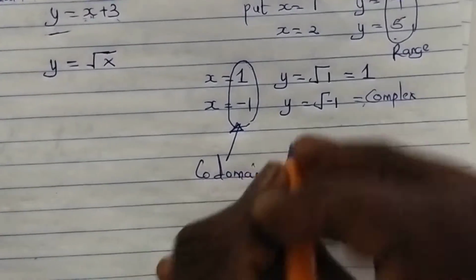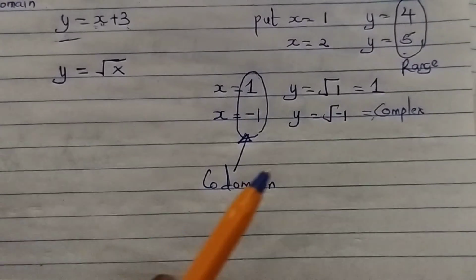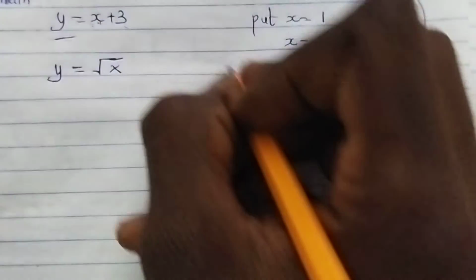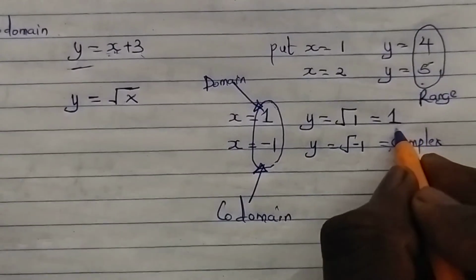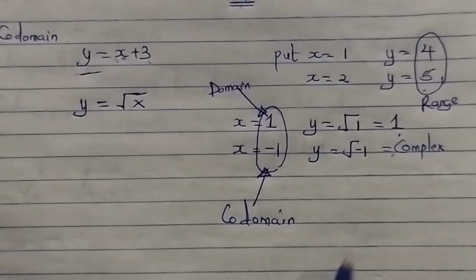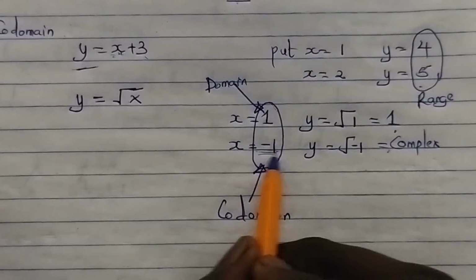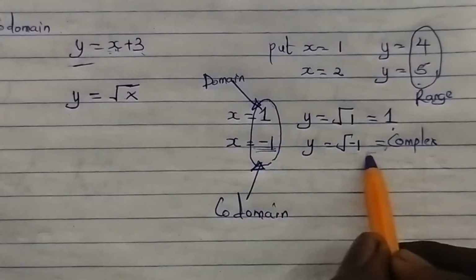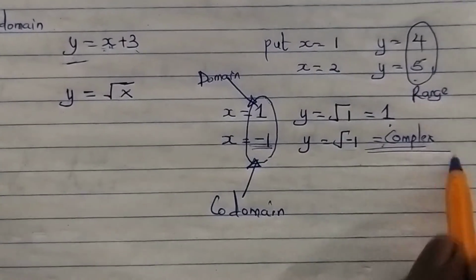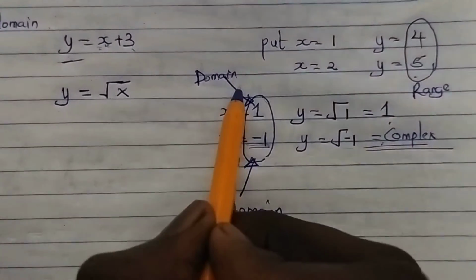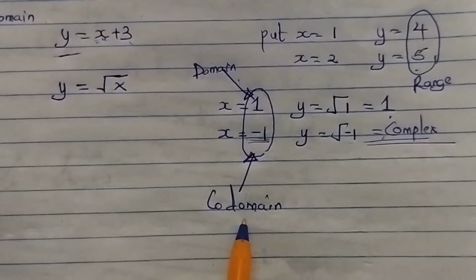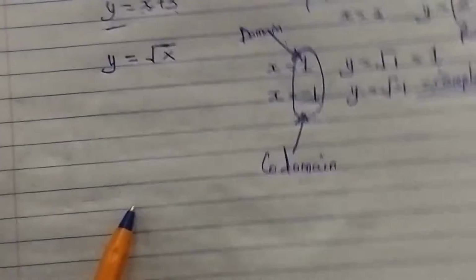But the ones that are giving us the real value of y, like this one specifically, is a domain. It is giving us a known value of y, which is 1. That is what makes it a domain. But this one is not giving us a real value of y because we are getting a complex value. So that makes it not a domain, but a codomain. That is now what we are calling a codomain.